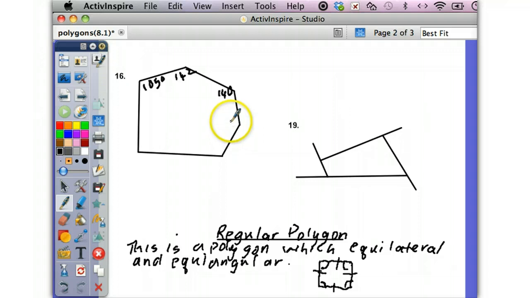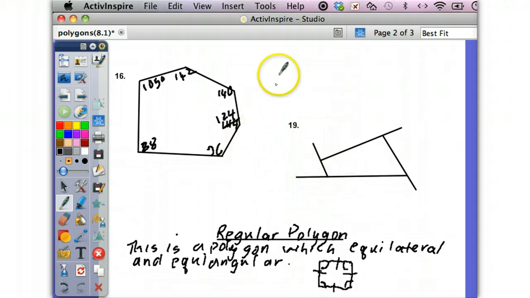This one? 124. What's the other one? X. That's the X. And then this last one? Well, the corner is 88. All right. Shouldn't that be 90? It looks like it'll be 90. It's pretty close. All right, so we're going to find the value of X?